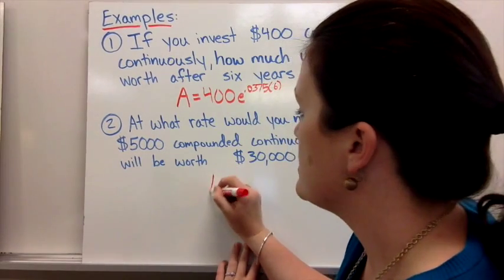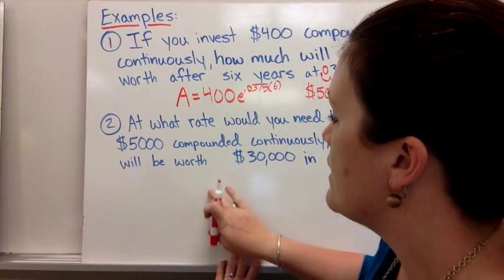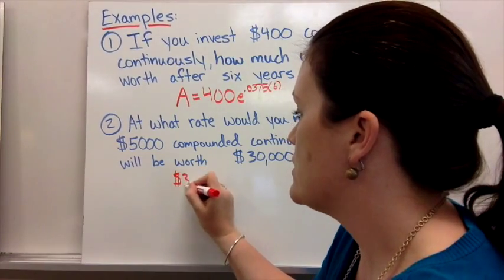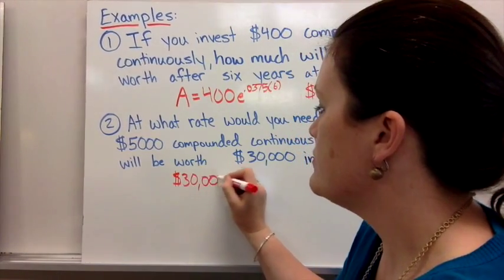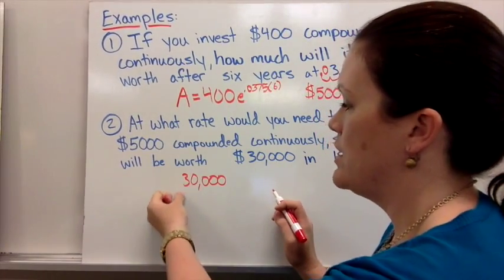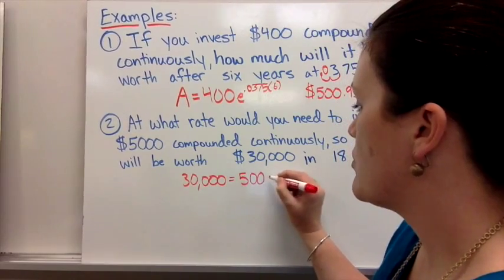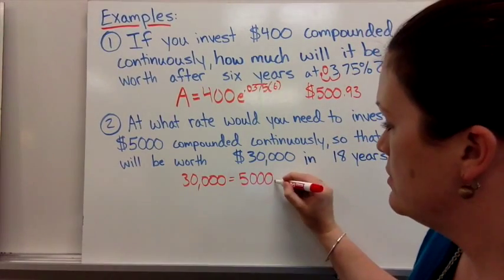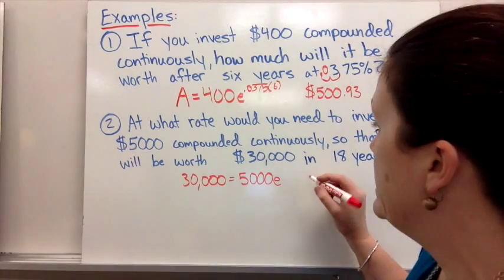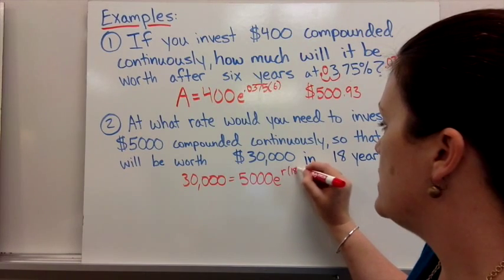So if we were to invest this compounding continuously, the A in this case is going to be what it would end up as. So the A is the 30,000, and we can leave off the dollar sign. We don't need that while we're calculating. The initial amount, or principal, was 5,000. E, again, is always there. Nothing replaces the E. The rate is what we're looking for, and time was 18 years.